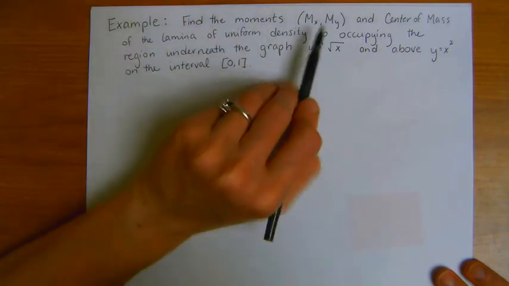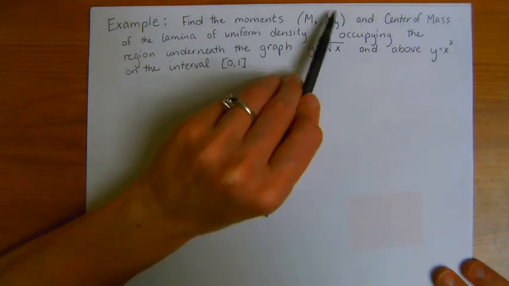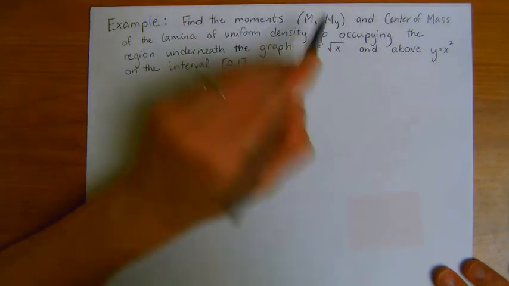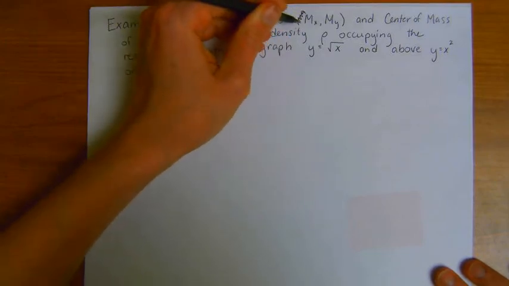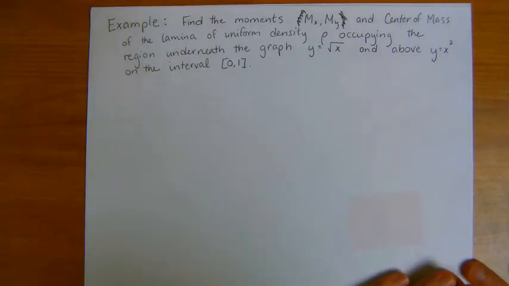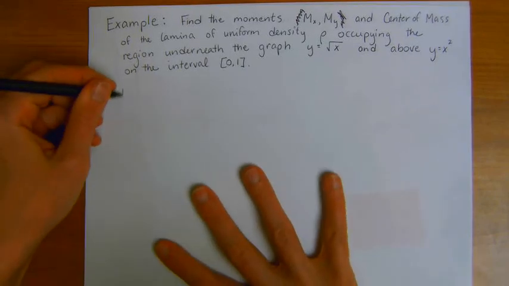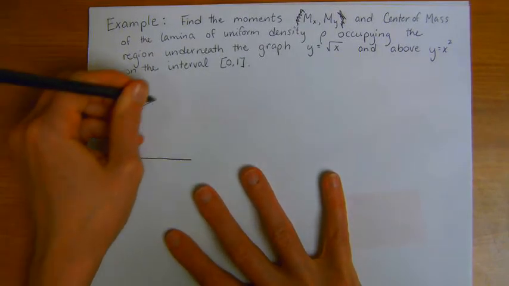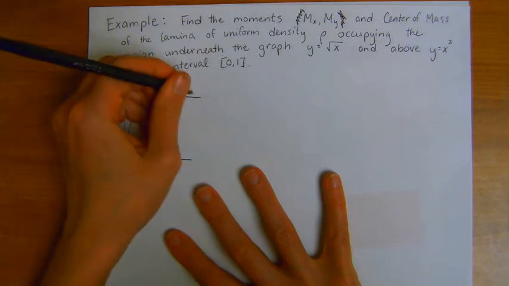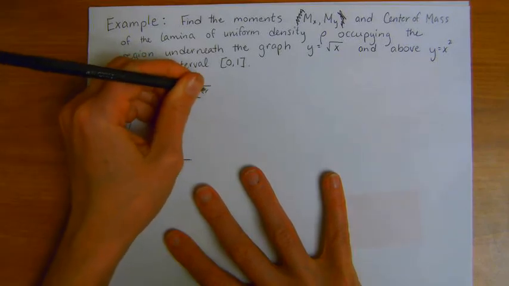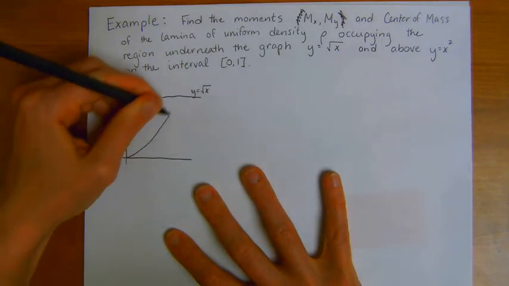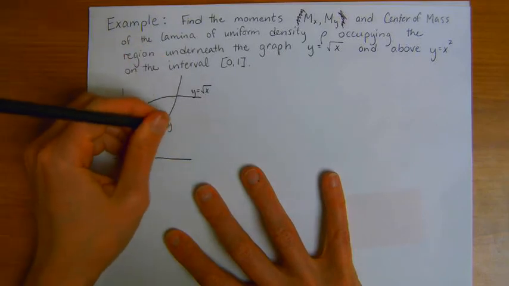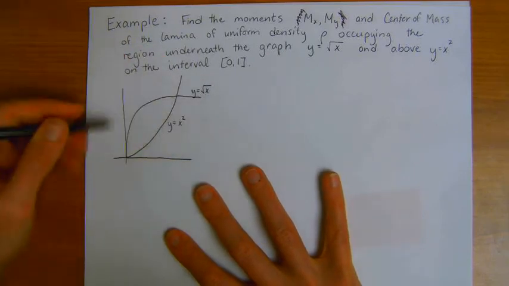Let's say that we want to find the moments m sub x and m sub y. Oh, when I wrote this, it sort of looks like an ordered pair. That's not really what I meant. It's not an ordered pair. And the center of mass of the lamina of uniform density rho occupying the region underneath the graph y equals square root of x. So here's the graph, y equals square root of x, and above the graph y equals x squared.